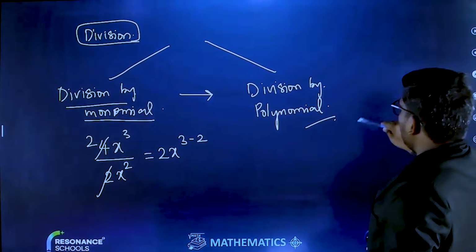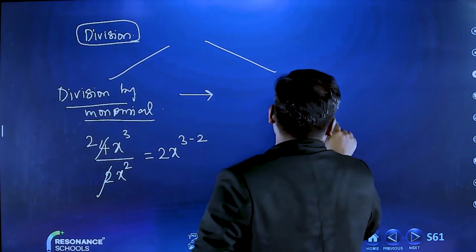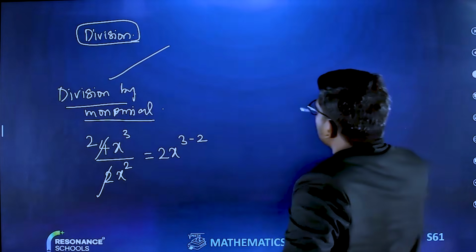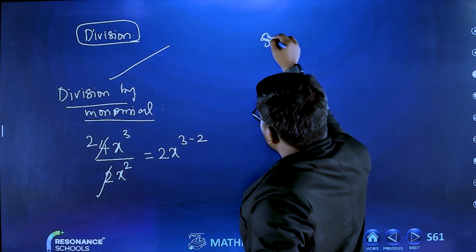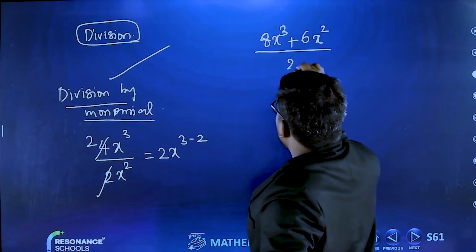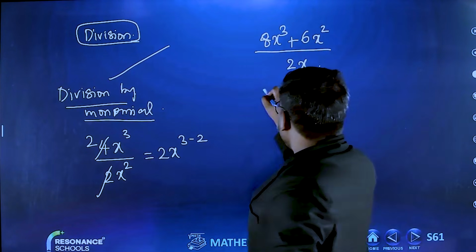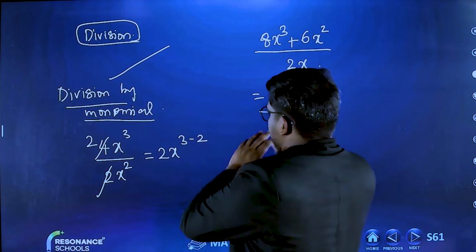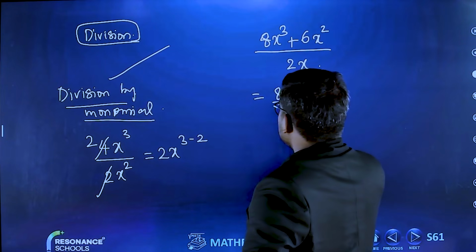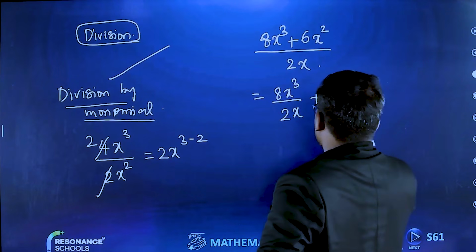Now, if we try to understand the division of a polynomial expression by a monomial, say I have 8x cubed plus 6x square divided by 2x. What will it be? If we separate the sum, since that is a common denominator, I'll write it as 8x cubed by 2x plus 6x square by 2x.